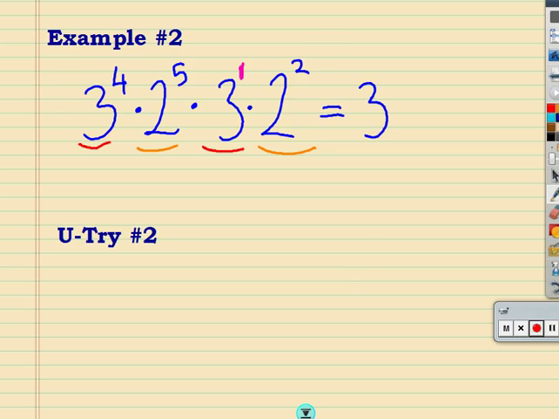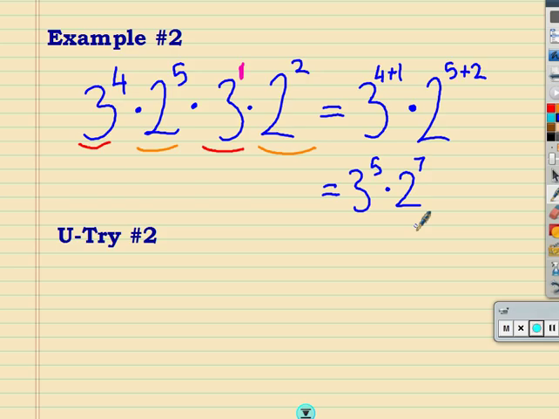So our first expression turns into base 3 and add the exponents 4 plus 1, times 2 to the 5 plus 2. Our problem turns into 3 to the 5th power times 2 to the 7th power. I could not add the exponents any further because we do not have like bases. In order for you to add the exponents, you must have like bases and a multiplication format.